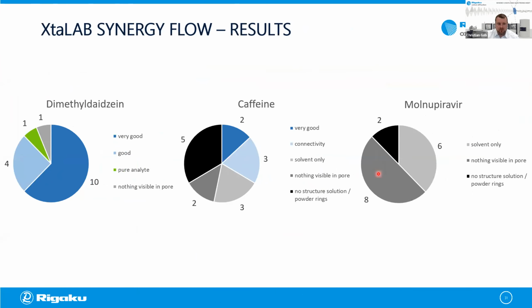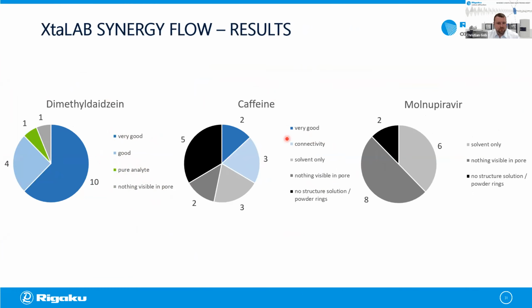So out of my 3 structure solutions, I tried to rank them a bit in a simple fashion, like very good structure solution, good structure solution. Nothing can be seen in the pore, so here the soaking was not correct. And I was lucky. In one of the flasks, I found pure analyte that crystallized next to my crystalline sponge because it was sitting a bit on the side of the flask.